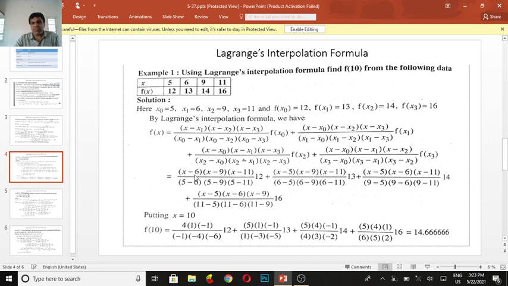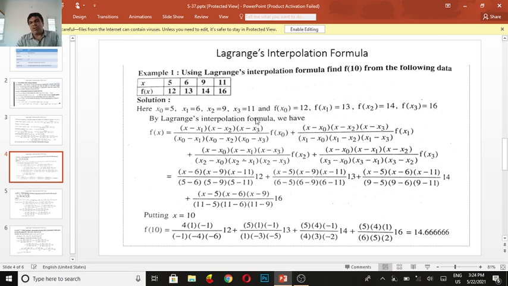So we get x minus 6, x minus 9, x minus 11 divided by 5 minus 6, 5 minus 9, 5 minus 11 into f of x0 which is 12, plus x minus 5, x minus 9, x minus 11 divided by 6 minus 5, 6 minus 9, 6 minus 11 into f of x1 which is 13, plus x minus 5, x minus 6, x minus 11 divided by 9 minus 5, 9 minus 6, 9 minus 11 into f of x2, plus x minus 5, x minus 6, x minus 9 divided by 11 minus 5, 11 minus 6, 11 minus 9 into f of x3, substituting the values.